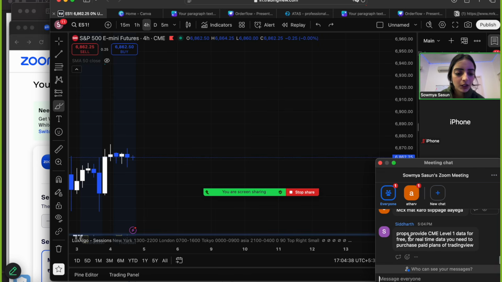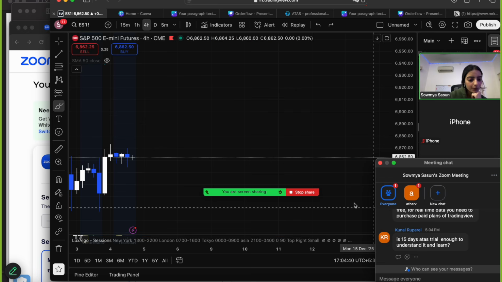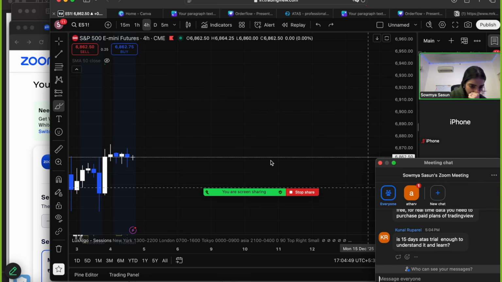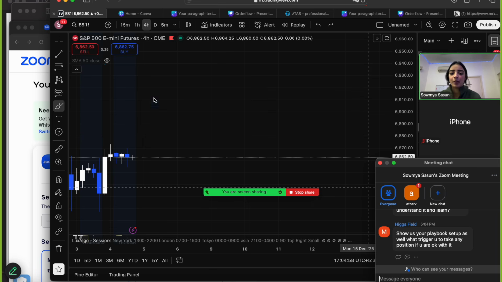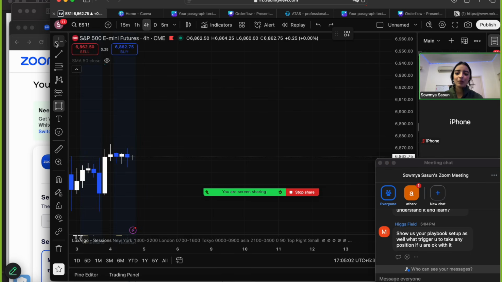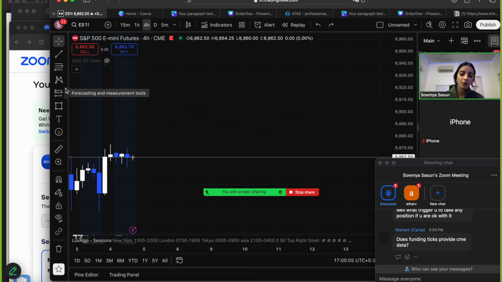Don't do MCX, there will be slippage. Props provide CME level 1 data for free trial. For real time, you need to purchase paid plans of TradingView. Exactly. I'm not getting into the detail of level 1 or level 2 data right now because, let's be real, this is the first session and I don't want to overwhelm everyone. Okay, so I'll just give you again, I know it's theoretical, but a little bit about futures data I want to show. Does the other platform provide CME data? Nope, I don't think so.